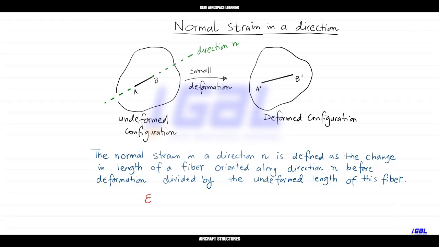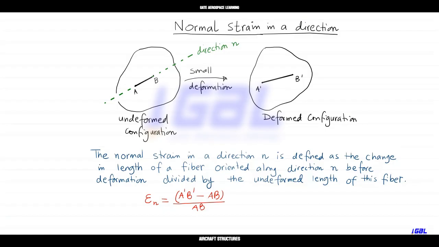Okay, so let's denote this normal strain by the symbol epsilon, and it is measured in the direction N. So in the subscript we write N, and it is defined as change in length of the fiber, and change is always final minus initial. So what is the final length of the fiber in the deformed configuration? A prime B prime minus AB. So this is the change in length of the fiber which was initially oriented in direction N, which means in the undeformed configuration, divided by the original length of the fiber, which is AB. Okay, so this is how we define the normal strain.